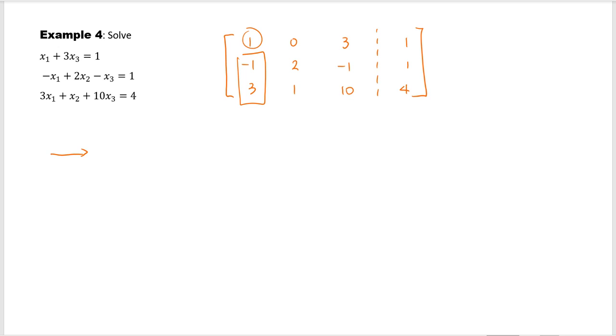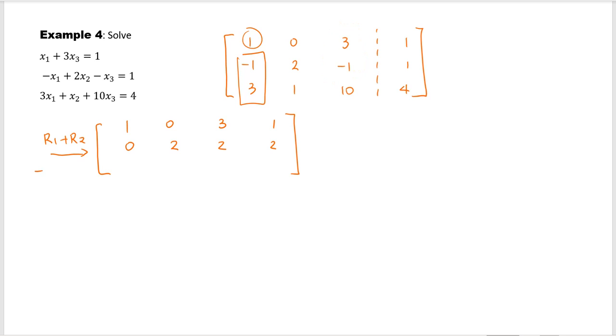How do we kill the 2,1 entry? We can use what row operation? Do you know? Row 1 added to row 2. 1 minus 1, 0. 0 plus 2, 2. 3 minus 1, 2. 1 plus 1, 2. Oh, nice. And then, how do we kill the 3,1 entry?